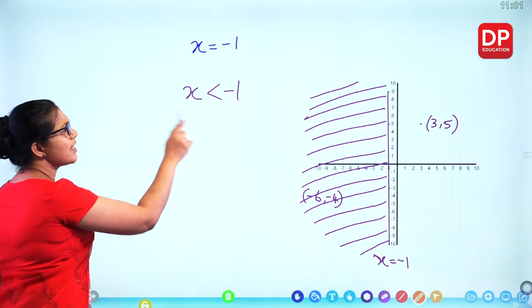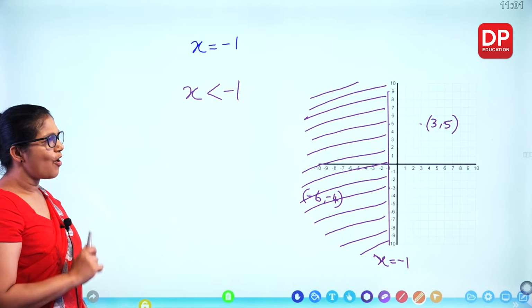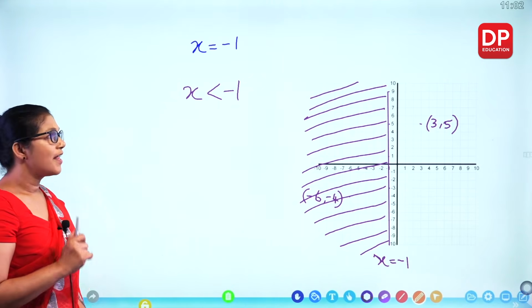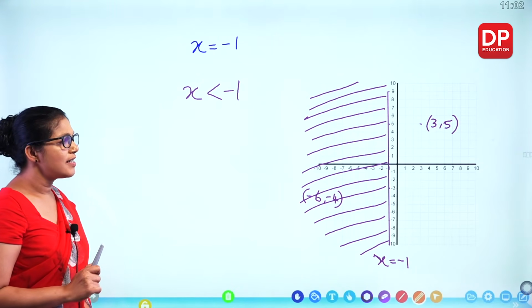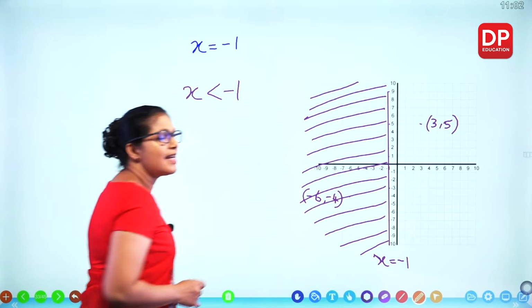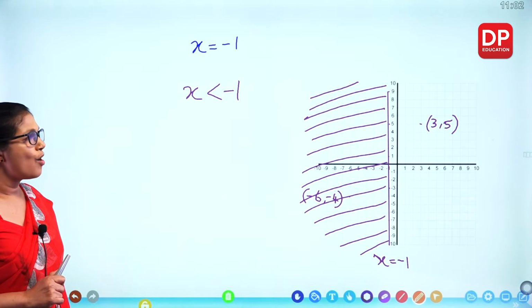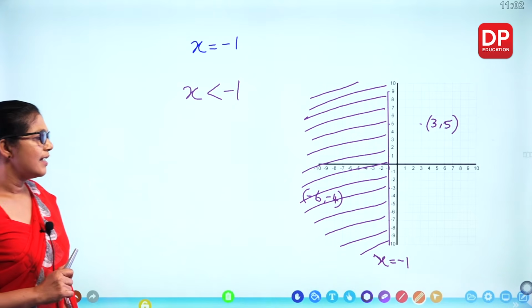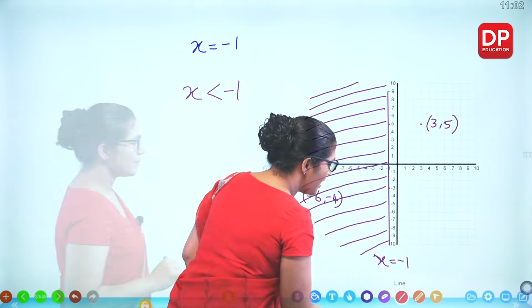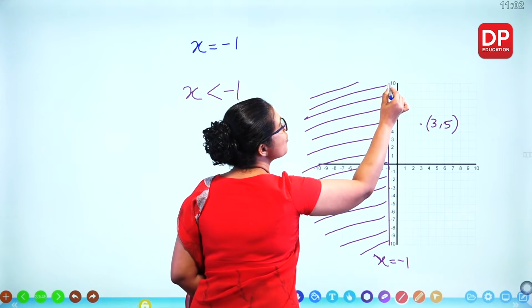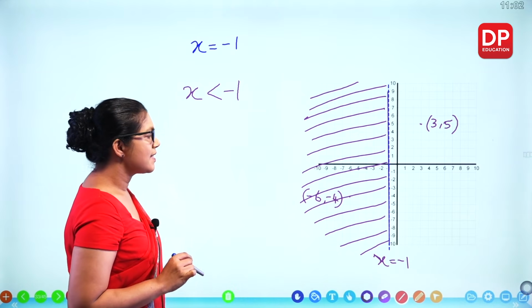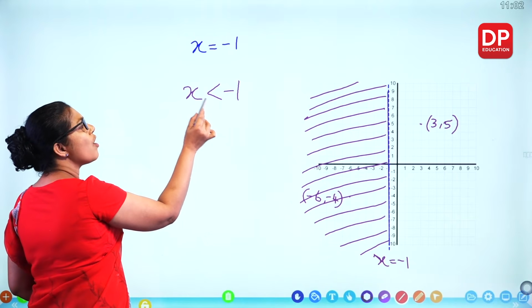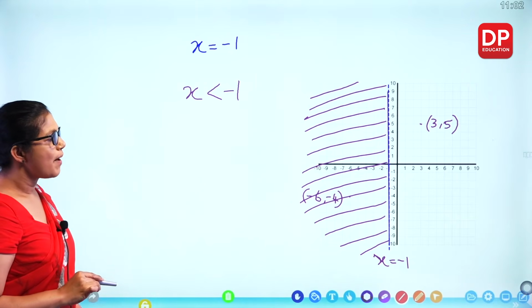But do you think this is correct? Something is wrong. What's the mistake? This is not equal to minus 1. So we can't draw a continuous line like this. So what's the line we have to draw? We have to draw a dashed line, not a continuous line. We have to draw a dashed line along x equals minus 1. Why? What's the reason? Because this is not equal to minus 1.